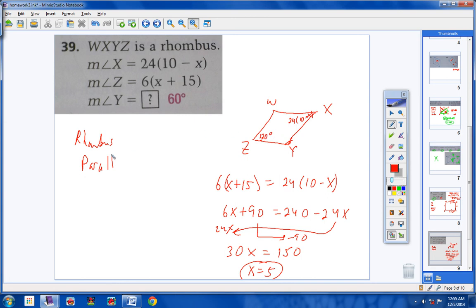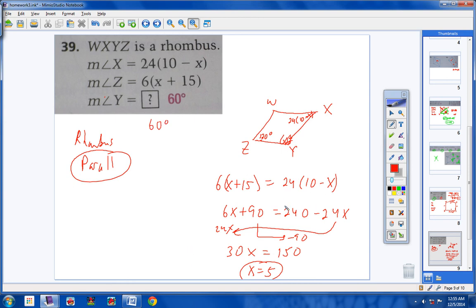Now remember, if we have a rhombus, we also have a what? Parallelogram. And remember, in parallelograms, consecutive angles are supplementary. So this angle here and this angle here, these two angles side by side, have to add up to 180. So if this is 120 right over here, then this has to be 60, which is the angle we're looking for, angle y. So 60 degrees.